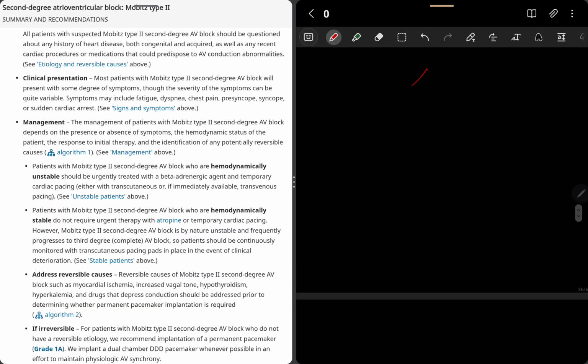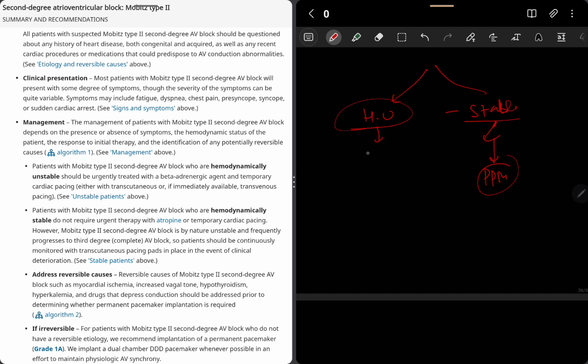So Mobitz type 2 will either come in a hemodynamically unstable or hemodynamically stable condition. These do not urgently require atropine therapy or temporary cardiac pacing, although it is by nature unstable and frequently it will progress to third degree. It should be continuously monitored with transcutaneous pacing pads, or this patient should be a prospect for permanent pacemaker insertion. Whereas in a hemodynamically unstable patient, look out for the cause.